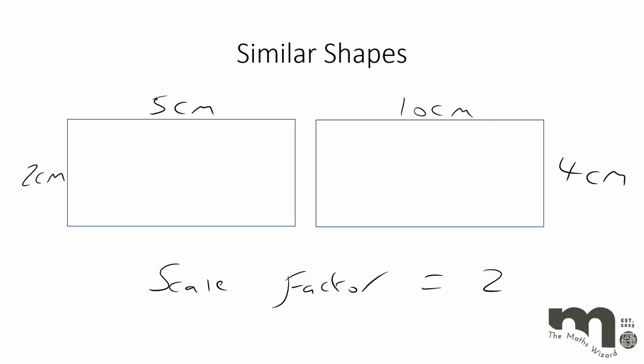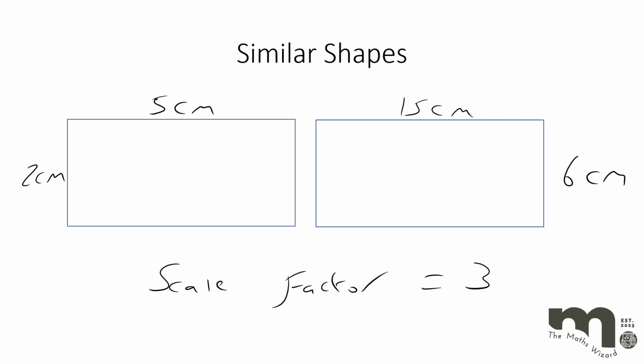Now, that would work with other lengths as well. Let's say this was 15 instead. That would have to be 6. But then you'd have a scale factor of 3, because every side is 3 times bigger.